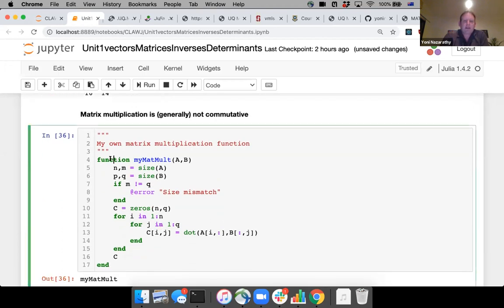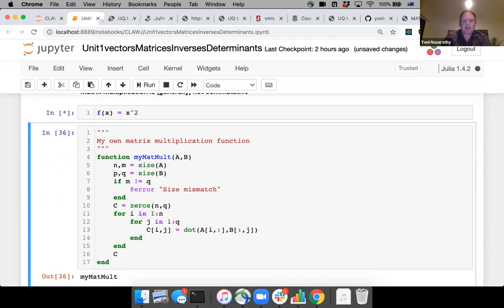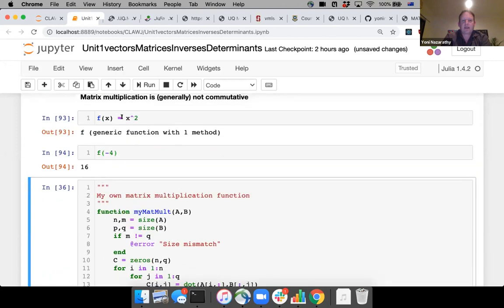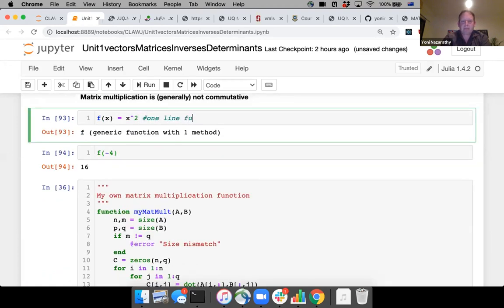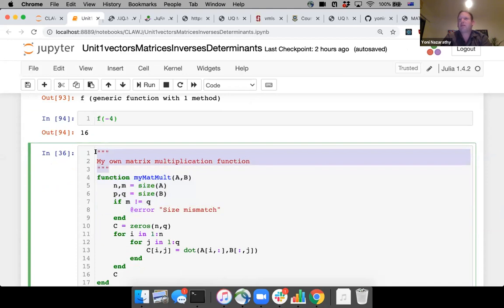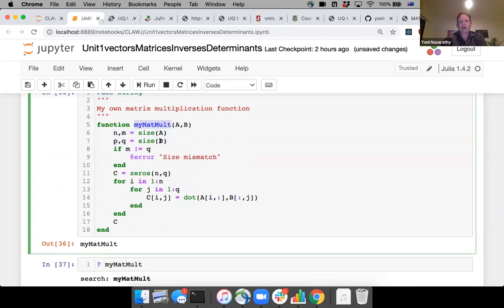So here I'm writing a function. I've written a function before. Here's how I can write a function: f of x equals x squared. That's a one-line function. See, f of negative 4 is 16. And here is how you can do the formal bigger function. And this here, what would you call this? Maybe a doc string. This is the documentation of the function. I've called this function my mat mult, my matrix multiply. Of course, we don't need to write a function for matrix multiplication, but it's good to do just for the exercise. So I get the size of the matrix A.